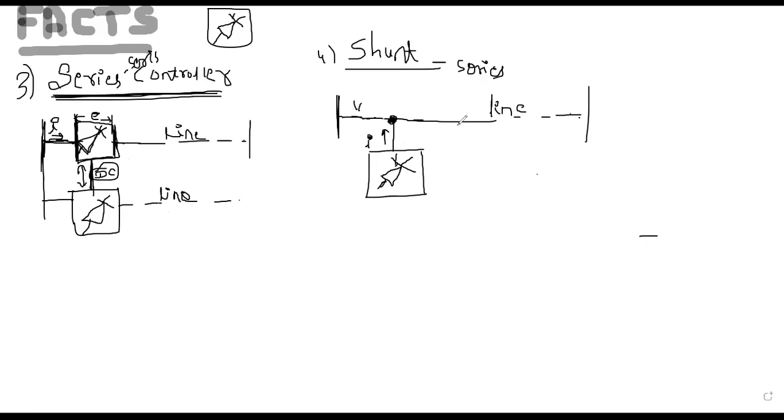Similarly, we consider the series and shunt controller. Here the shunt is there, and I will use one series controller at this place.